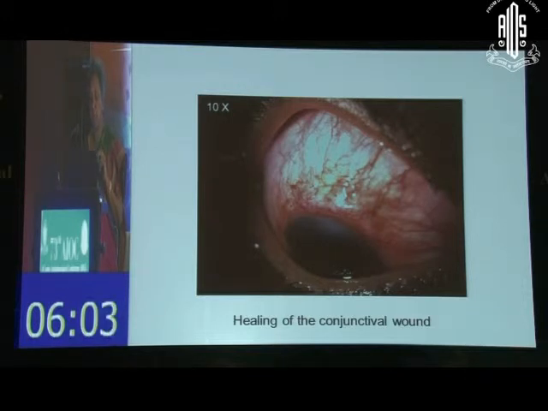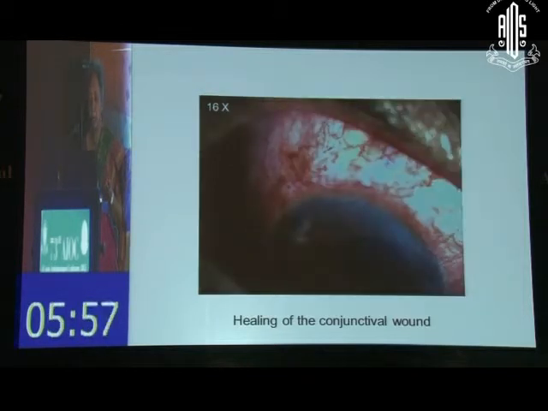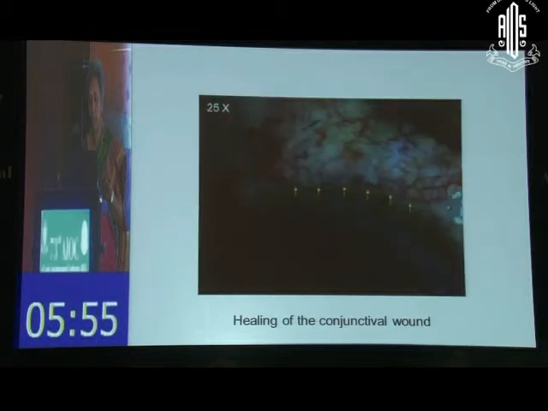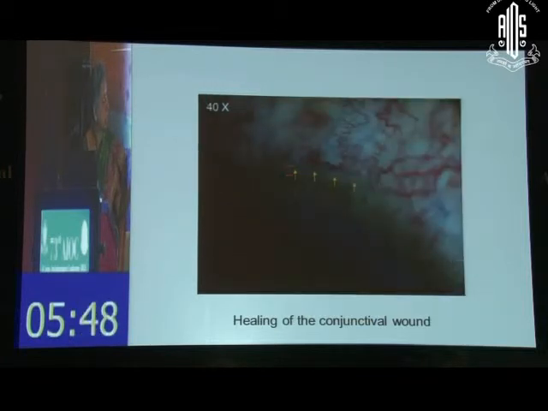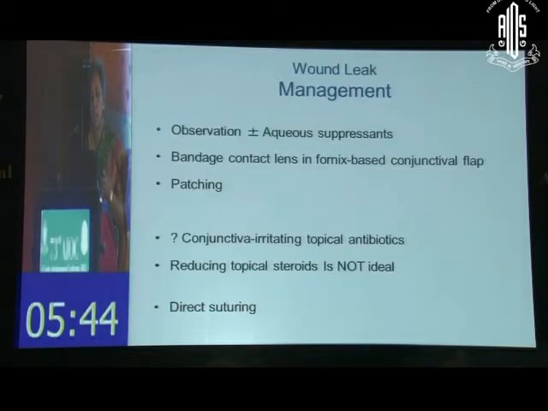So good magnification and pay attention to the edge of the conjunctiva at the limbus. Keep on increasing the magnification, then you do see like this, you can see a retracted conjunctiva that is very common with the fornix-based flap causing the leak. So how do you manage in the immediate postoperative period?